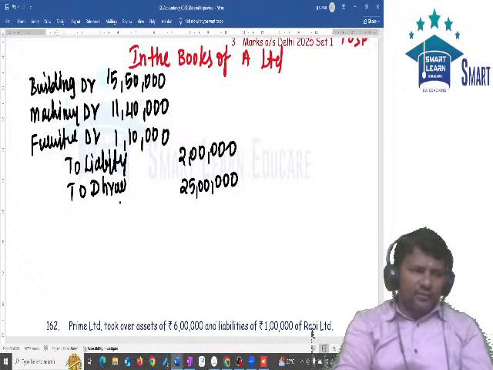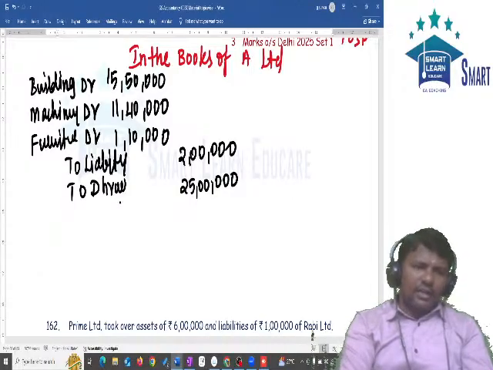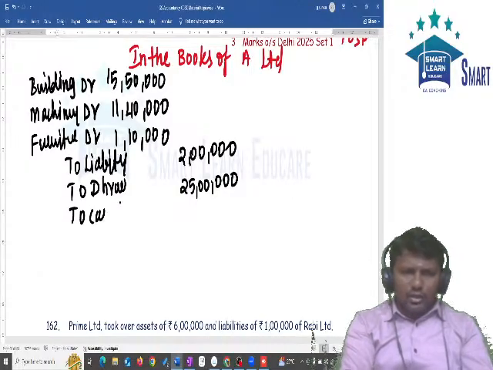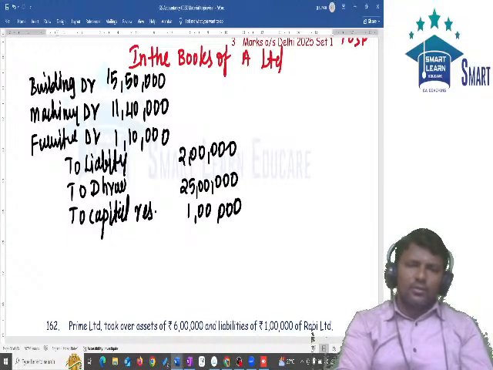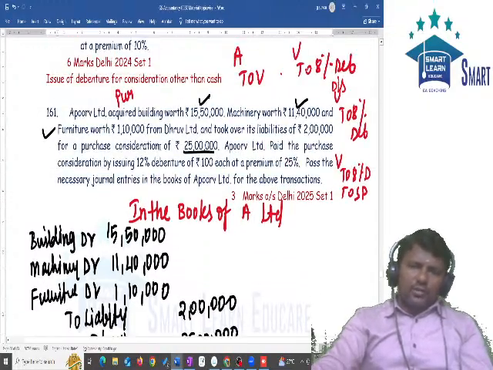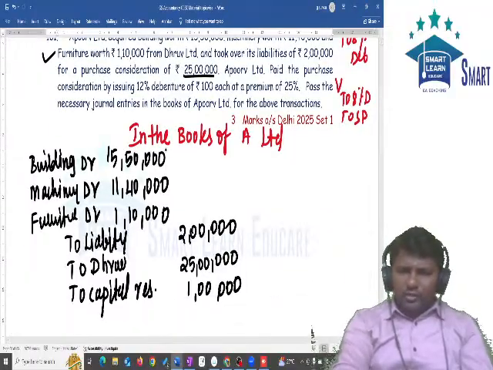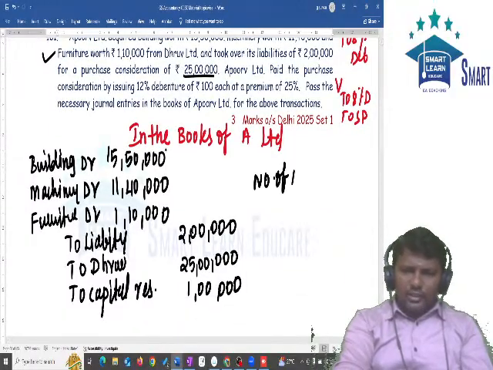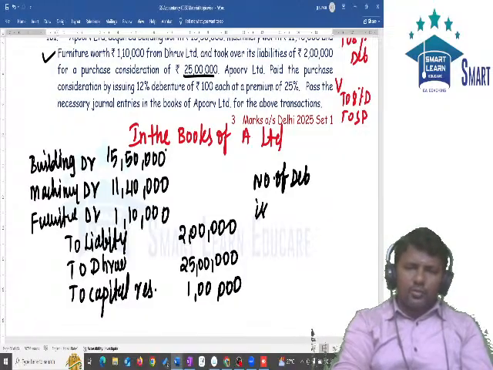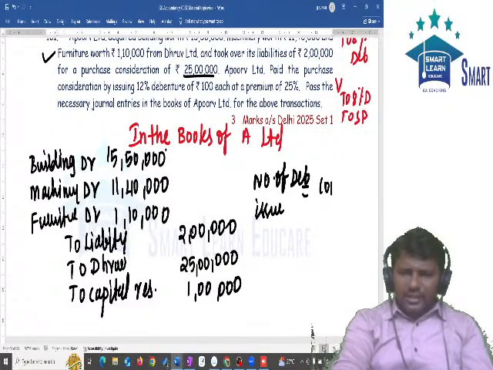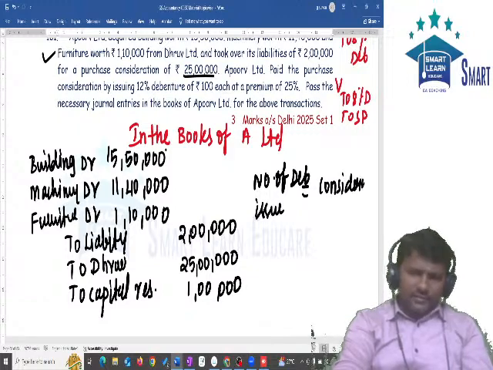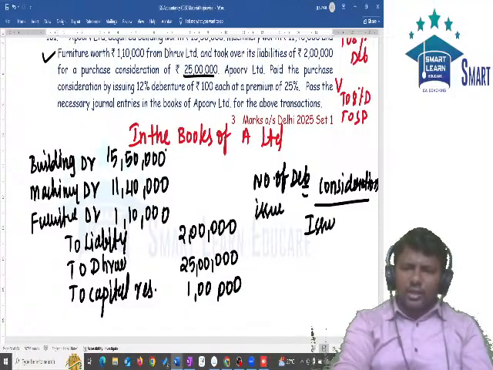But liability side total is 27 lakh. There is a difference of 1 lakh. That 1 lakh should be transferred to capital reserve. If credit side total is less, that is called capital reserve. Capital reserve is 1 lakh. Next, you need to pass the issue entry. Before that, you need to find out the number of debentures to be issued. Number of debentures to be issued is equal to consideration divided by issue price.